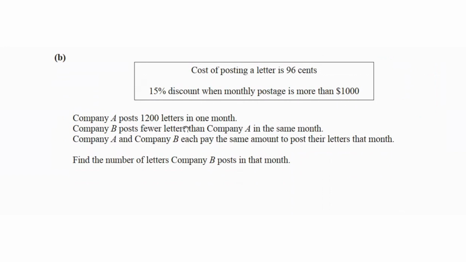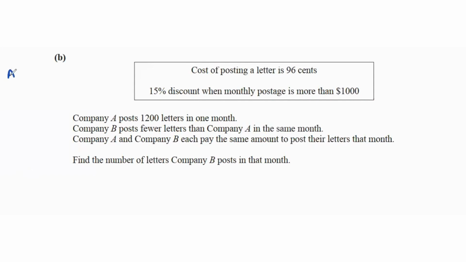Then it says the cost of posting a letter is 96 cents, with a 15% discount when monthly postage is more than $1,000. Company A posts 1,200 letters in 1 month. Company B posts fewer letters than Company A in the same month. Company A and Company B each pay the same amount to post their letters that month. Find the number of letters Company B posts in that month. So we know Company A is posting 1,200 letters in 1 month, and there's a 15% discount when monthly postage is more than $1,000. So let's first find the cost of posting 1,200 letters in 1 month.